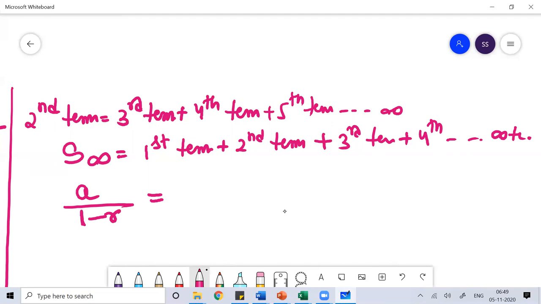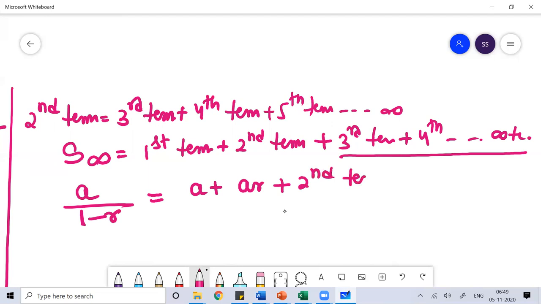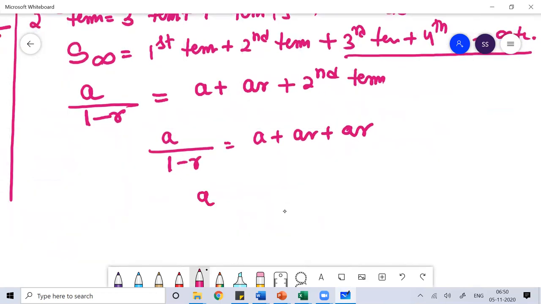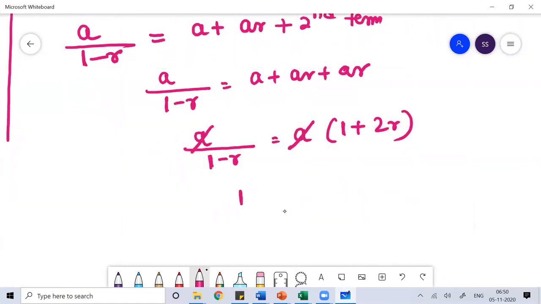And you know that here the first term I can write as A, and the second term is AR, and all of these are again equal to the second term only, from the third term to infinite terms. So I can write A by 1 minus R is equal to A plus AR plus AR. If you take A common, you'll get 1 plus 2R. So A and A get cancelled. So I can say that 1 by 1 minus R is equal to 1 plus 2R.